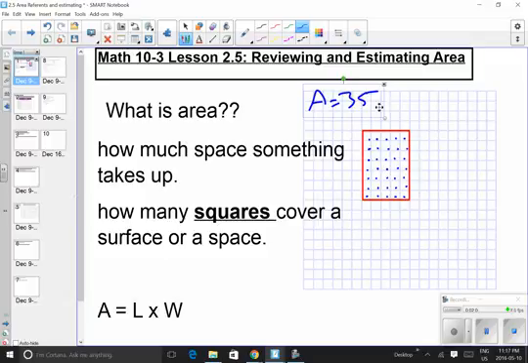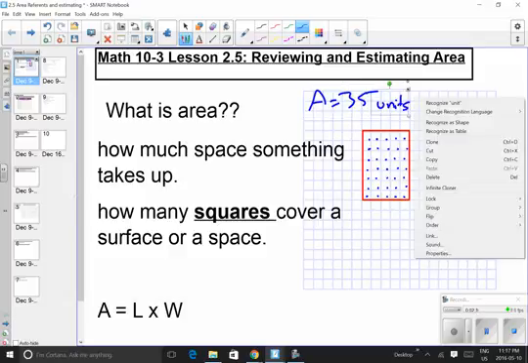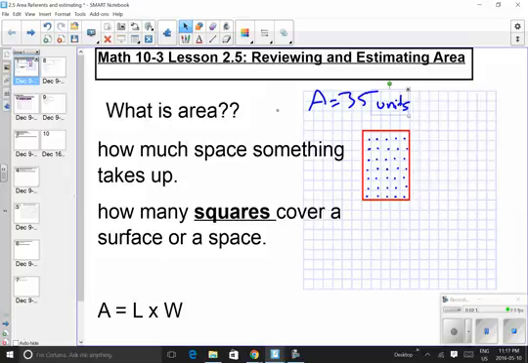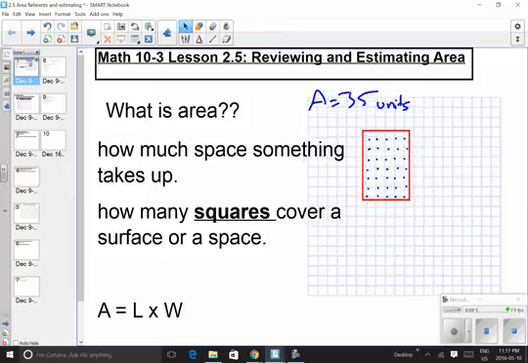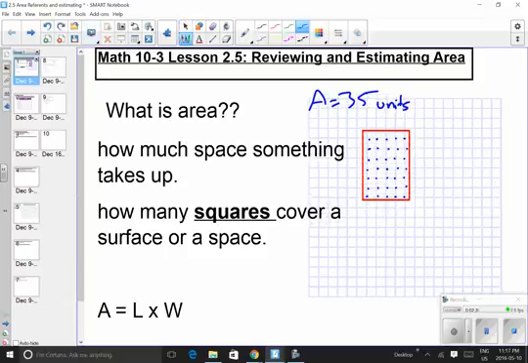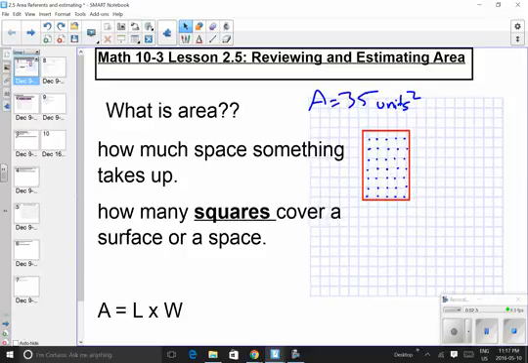All right, so those 35, I'm going to say units squared. Now, if I'm too lazy to do that, or if my rectangle is too big, just put that back to where it was.